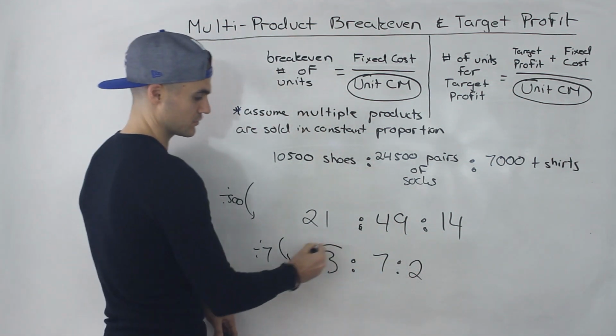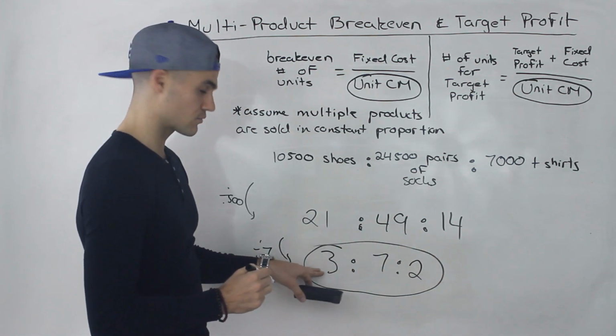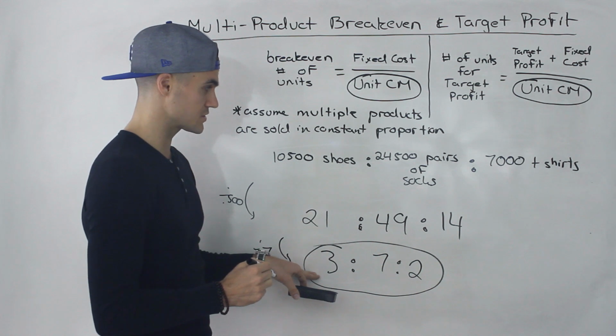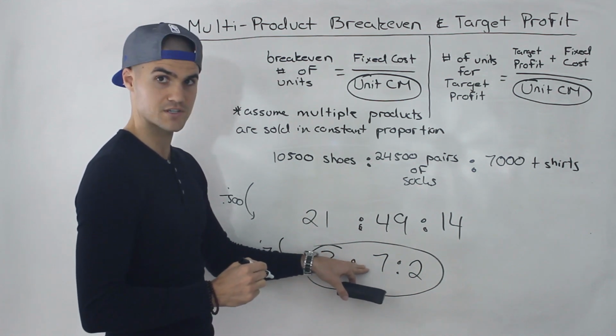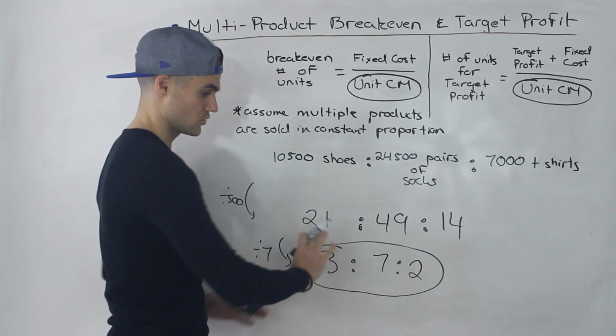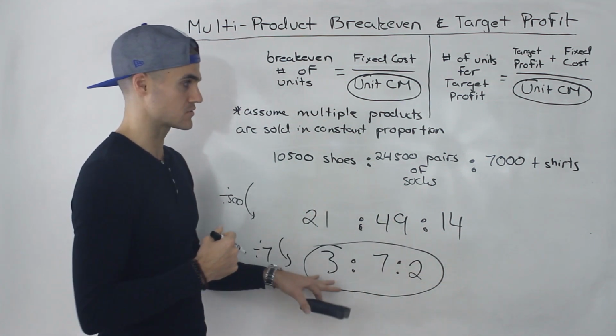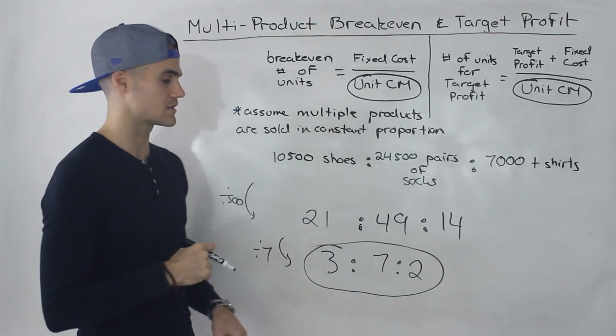And notice we can't simplify past that. Right, so for every 3 pairs of shoes this store sells, they sell 7 pairs of socks and 2 t-shirts. So you would package all of this up as one product. Look at it as one product when making these calculations.